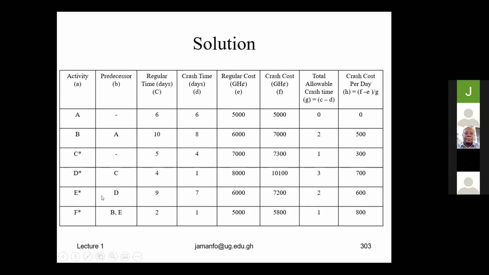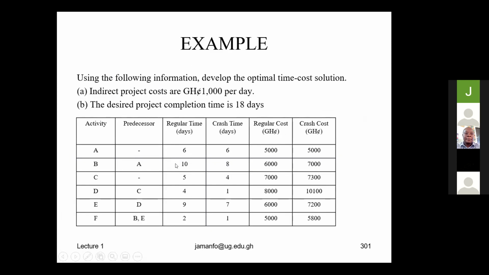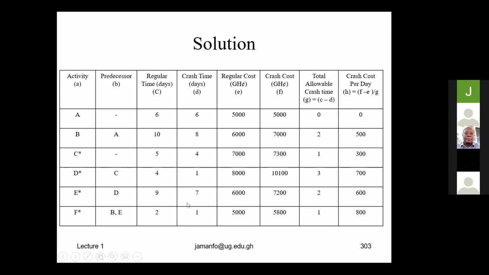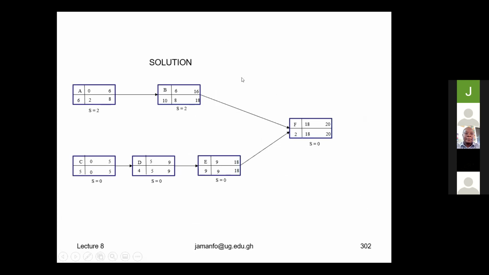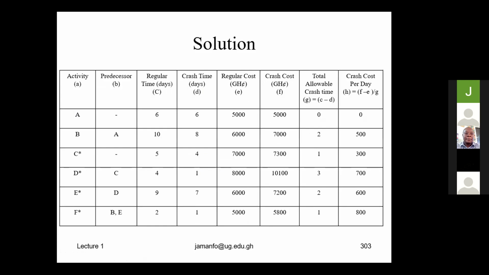We got it from our network diagram. We got this from the table. The predecessor activities, we got them from the table. Then the regular time required to complete each activity, we got it from here, also from the table. Then we come to the crash time. The crash time in days is also gotten from the table. Then the regular cost is also from the table. Crash cost is also from the table.